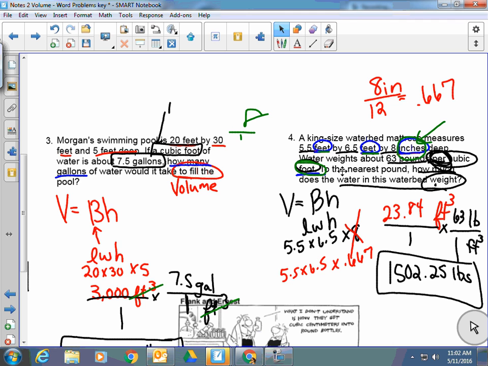But then it talks about how much the water weighs. And water weighs 63 pounds per cubic foot. So 63 pounds, I want weight on top over the 1 foot cubed. I have 23.84 feet cubed. So just like we did a minute ago right here, these feet cubed are going to be canceled out. And I can multiply 23.84 times 63. And that gives me 1,502.25 pounds of water.